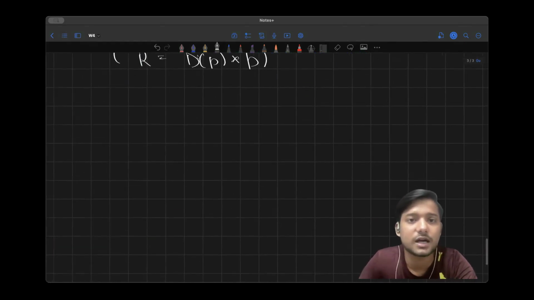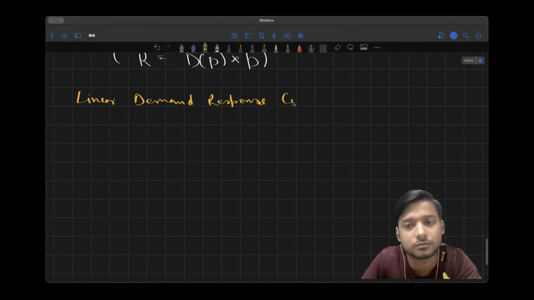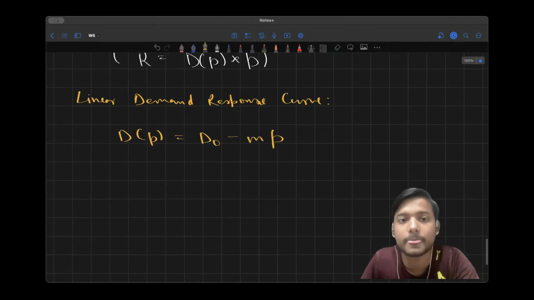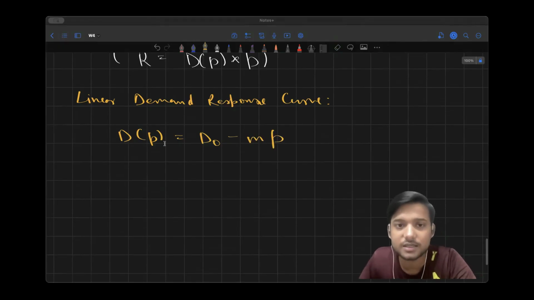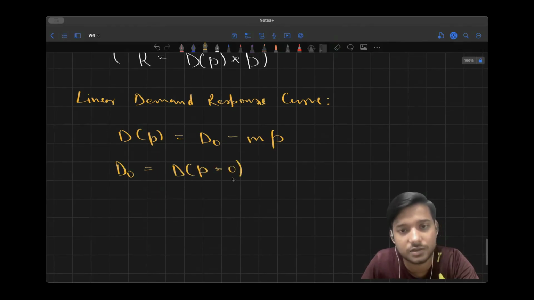If you have seen, I told you we have a linear demand response curve, which says demand is a function of price and looks like D naught minus MP. So how do we do this? As I told you, D naught, a few important things again mathematically. D naught is basically my D at P equals 0. If I put P equals 0, this becomes 0 and I get D naught. And we call it the market size.